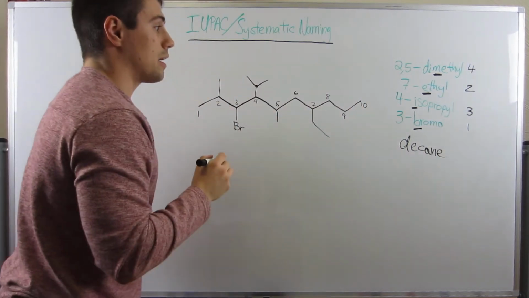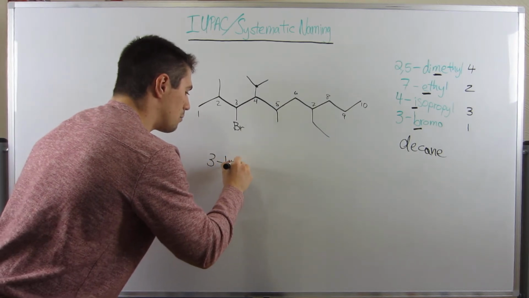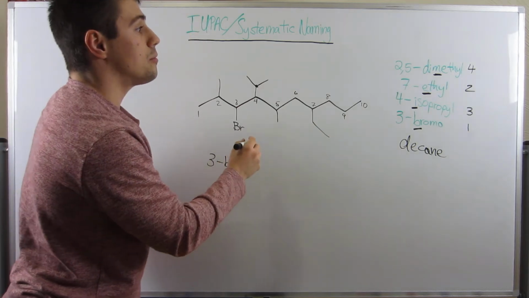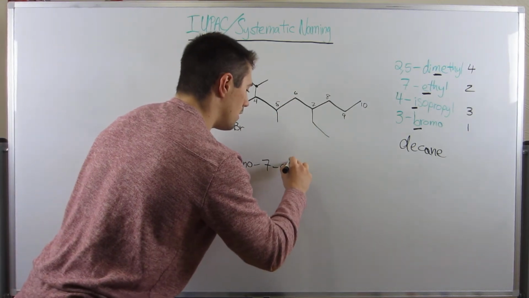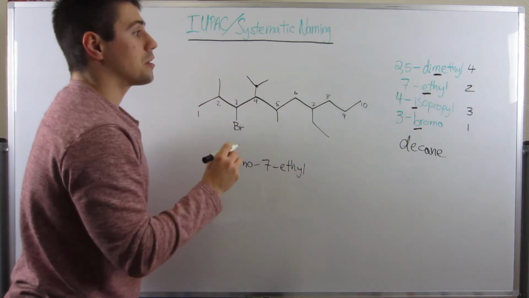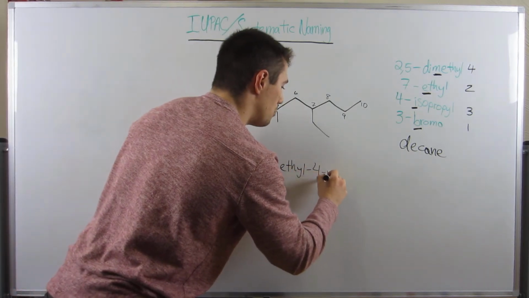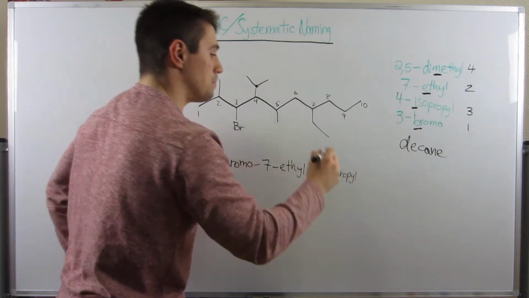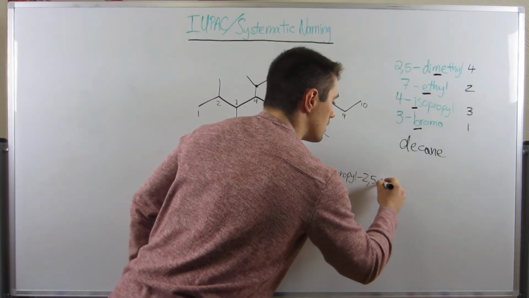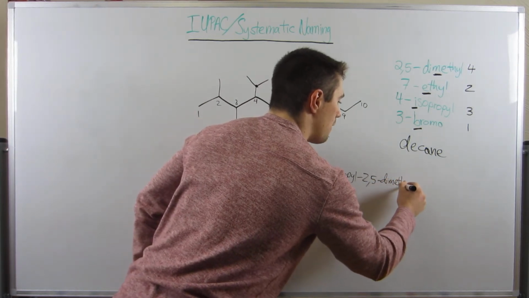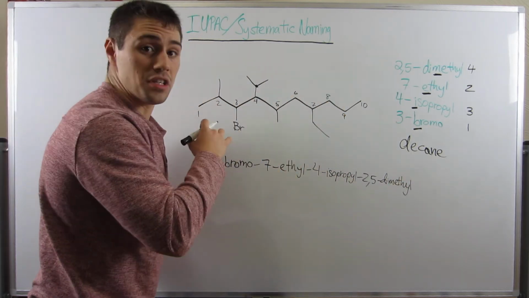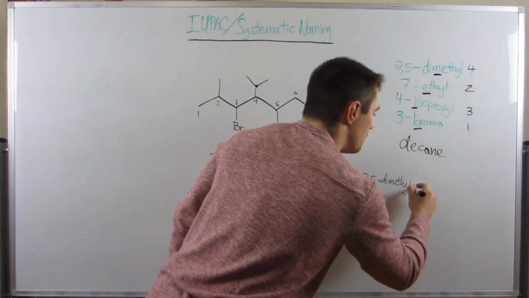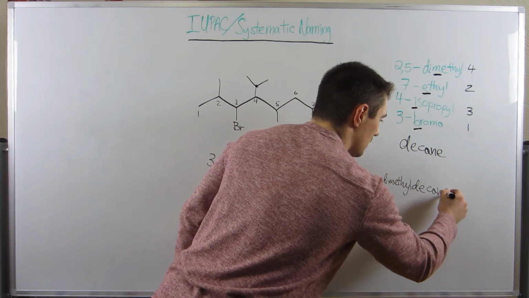Okay, so here's how we write them. Ready? 3-bromo. Okay, now I'm going to go on to the next number, so I put a dash. 3-bromo, 7-ethyl. Then I'm going to go on to 4-isopropyl. Then I'm going to go on to 2,5-dimethyl. And then the parent chain, and if you're writing multiple words in succession, you just run them all together. So it would be 2,5-dimethyl, no dashes, you just put decane.